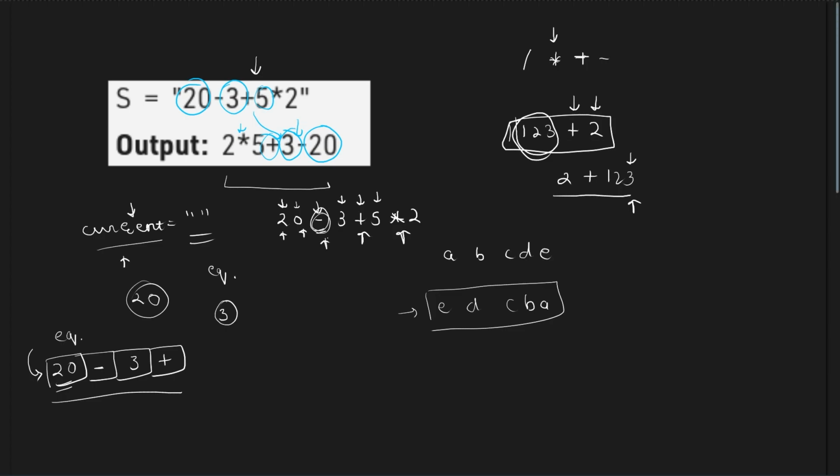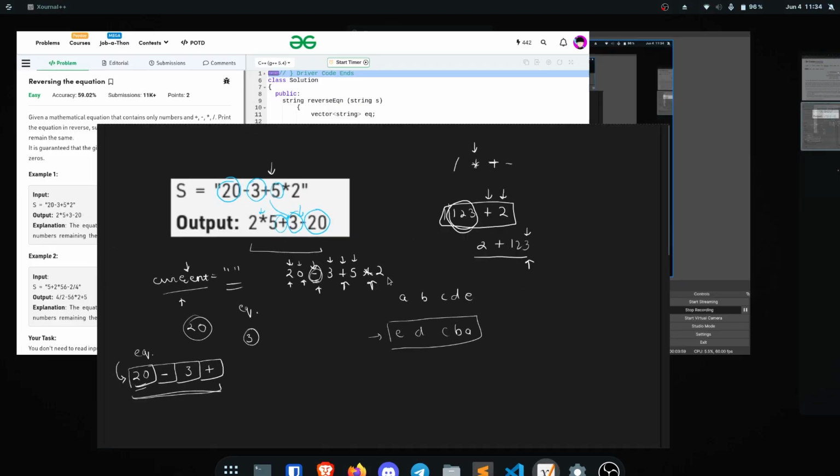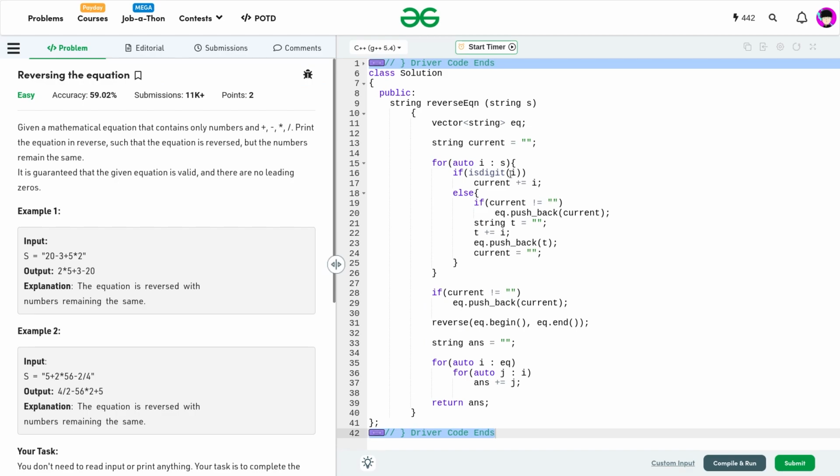The whole idea is to form a tokenized form of the original string such that you can reverse that particular vector or string, whatever you can say, right? So let us have a look at the implementation now. So this is how I implemented it.